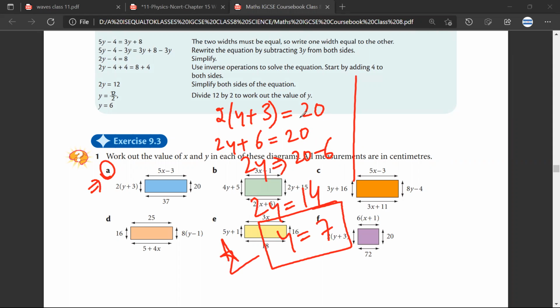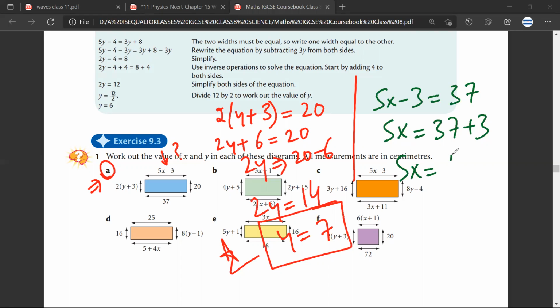Okay. Then how do I find x? So 5x minus 3 equals 37. Okay. So minus 3 will go to the right hand side and become plus 3. So 5x equals 40. So x equals 40 upon 5. So x equals 8.